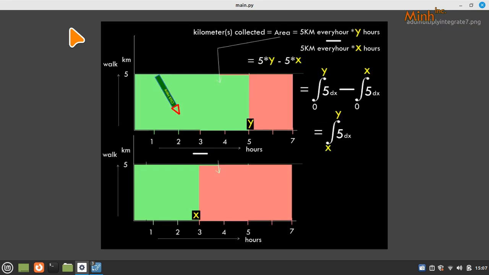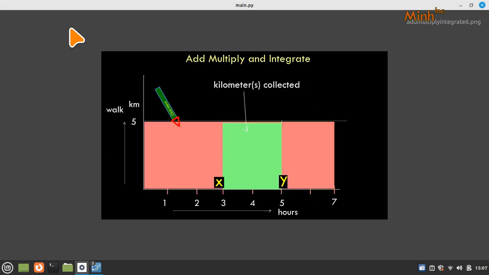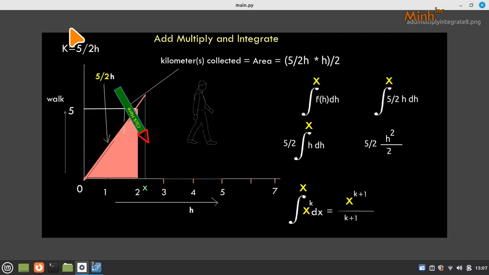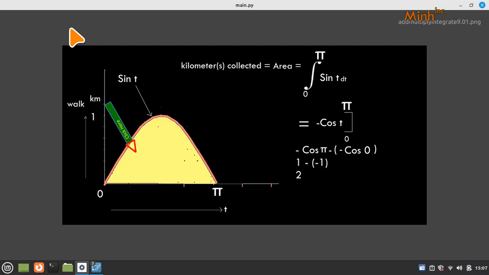If he travels at constant speed, then it is just the area of a rectangle. If he travels this way, then it is the area of a triangle. And if he travels along a sine wave, then it is the area of the sine wave. That is nothing but integration, and then we have to subtract the lower limit from the upper limit.